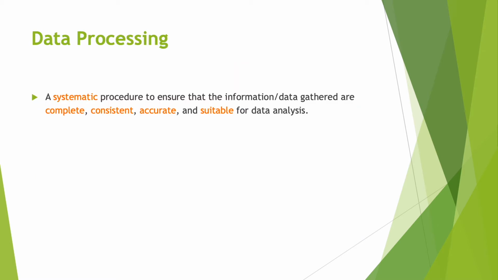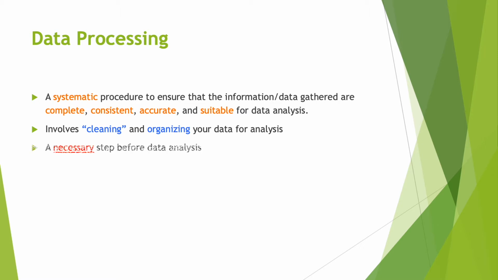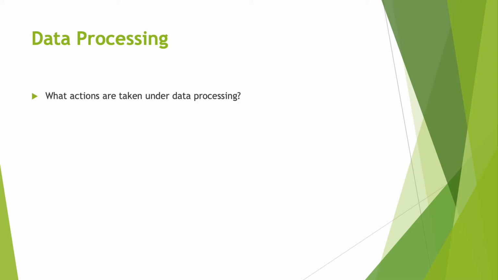To define what data processing is, it is a systematic procedure to ensure that the information or data that you've gathered are complete, consistent, accurate, and suitable for data analysis. And by that, we mean detecting and correcting or removing erroneous or inaccurate data from your dataset, a process that we call data cleaning. Data processing also involves organizing your data for analysis. It is an important necessary step you as a researcher will have to take to facilitate proper data analysis.